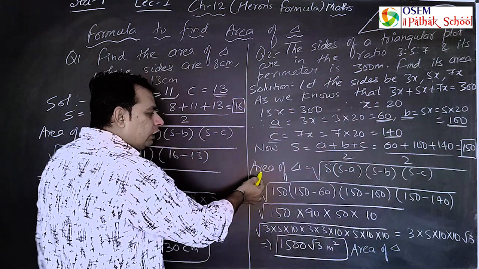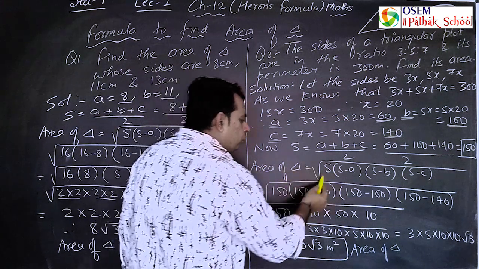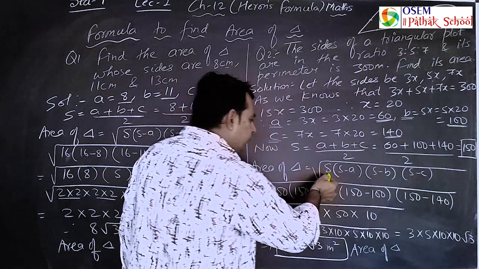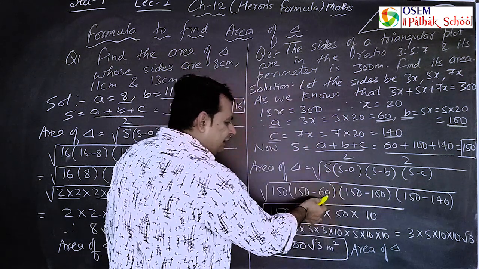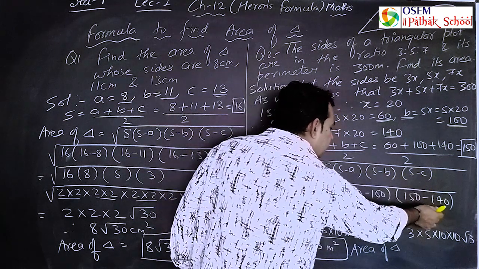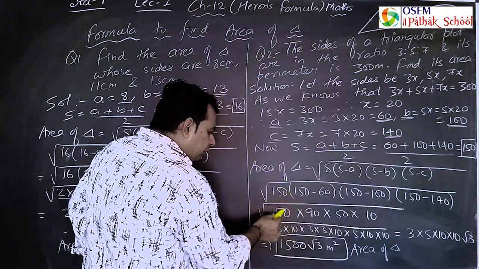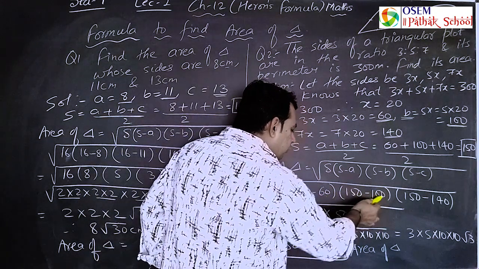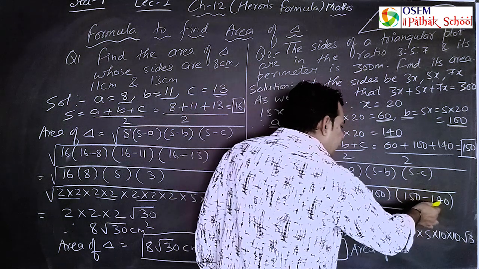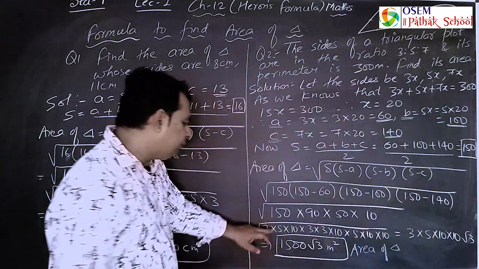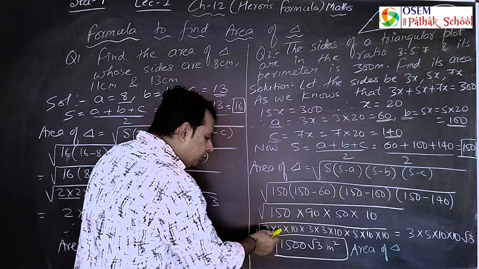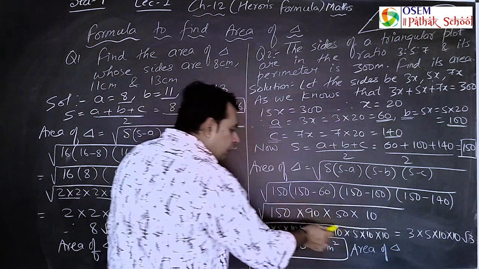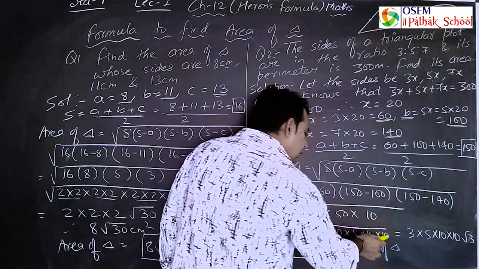Now applying Heron's formula, area of triangle equals root over S, S minus A, S minus B, S minus C. The value of S is 150, A is 60, B is 100 and C is 140. So 150, then 150 minus 60 is 90, 150 minus 100 is 50, and 150 minus 140 is 10. Now I will split 150 as 3 into 5 into 10, 90 as 3 into 3 into 10, 50 as 5 into 10, and 10 and 10.